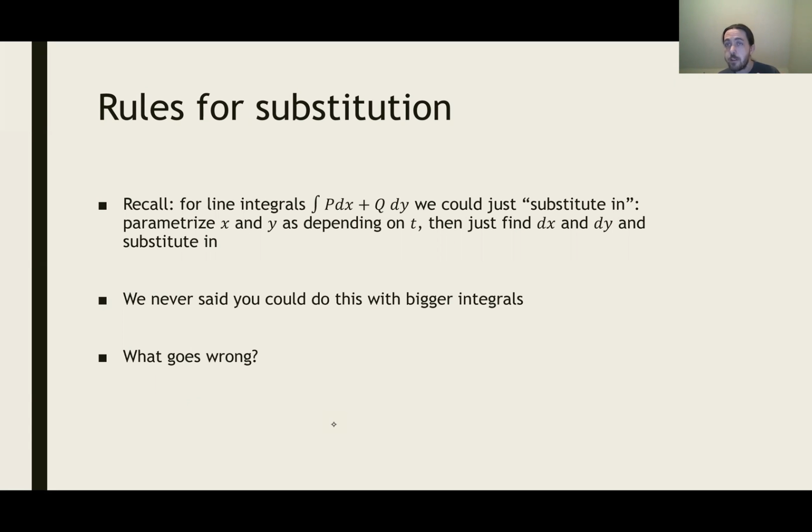One way to think about this is that when we were doing line integrals, we had this method for doing line integrals using this type of formula where we could just substitute in. We could say, let's write down x as a function of time. Let's write down y as a function of time and just calculate d of those. dx is the derivative of x with respect to time, and dy is the derivative of y with respect to time. And we plug that back into the integral and just do the integral. We never said you could do this with bigger integrals because you can't. It doesn't work there, but let's talk about what goes wrong.